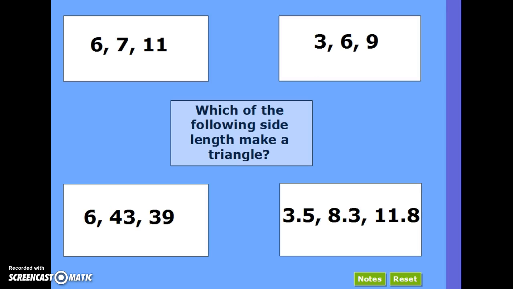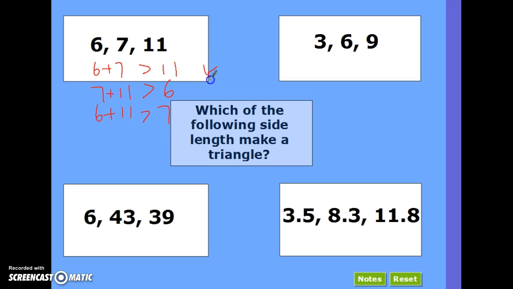So let's look at these four examples. The first three numbers, 6, 7, and 11. If we have three sides measured in 6 and 7 and 11, could it be a triangle? Can they make a triangle? So you can add 6 and 7. It's bigger than 11, so that's true. You add 7 and 11, it's greater than 6, so it's true. You add 6 and 11, it's greater than 7. So it doesn't matter which two sides you add up, it's always greater than the last one. So these three numbers will make a triangle.